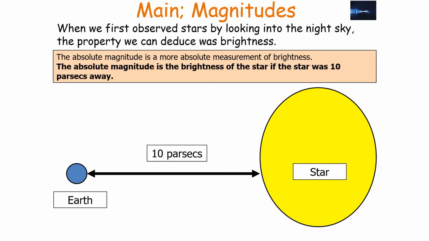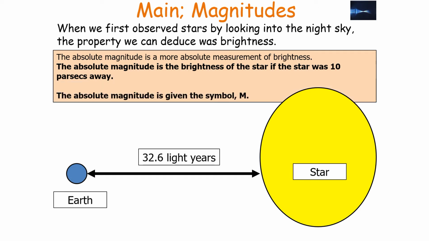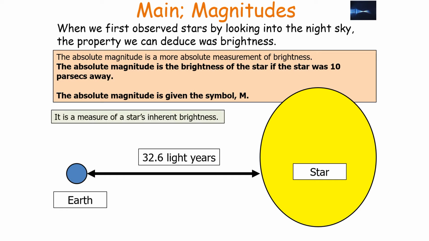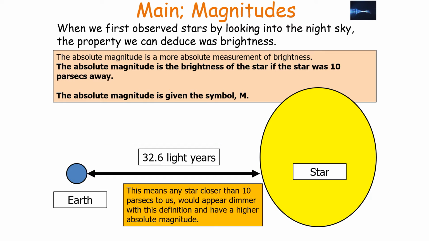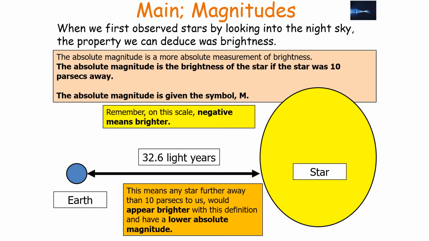Absolute magnitude is the brightness of a star if the star was 10 parsecs away, which is 32.6 light years. So the absolute magnitude is given the symbol big M, and it's a measure of a star's inherent brightness. This means the absolute and apparent magnitudes are measured on the same logarithmic scale. So any star closer than 10 parsecs to us would appear dimmer with this definition and have a higher absolute magnitude, and this includes the Sun, whilst any star further away than 10 parsecs would appear brighter with this definition and have a lower absolute magnitude.